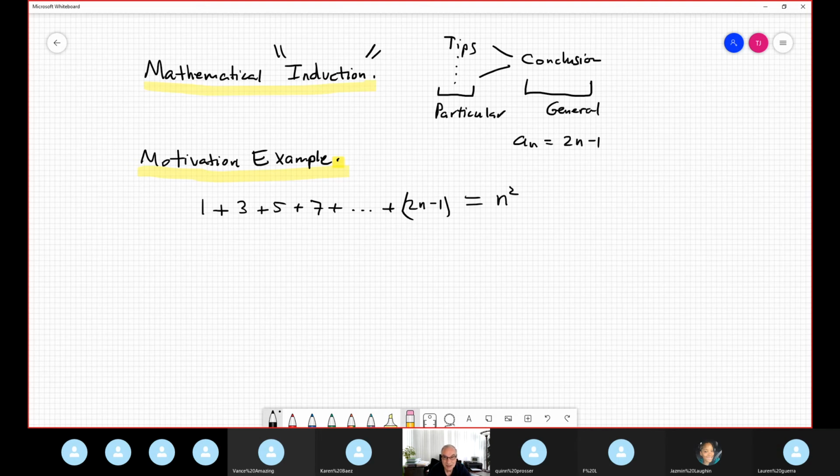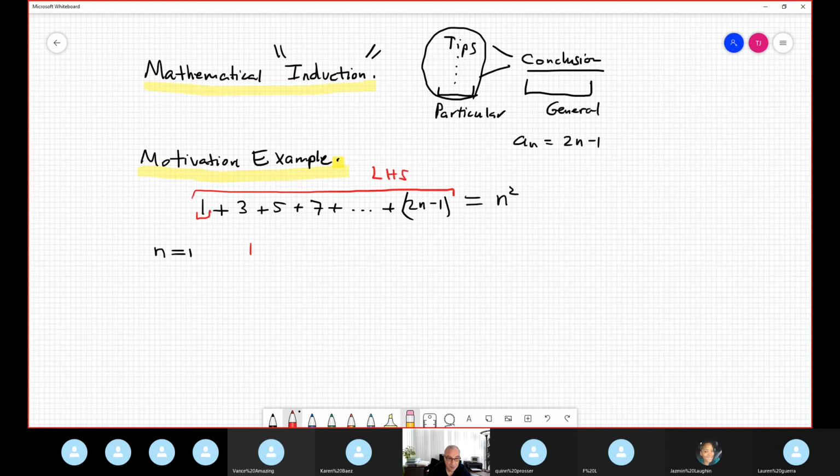So I go to the particular example and generalize to the conclusion. For n equal 1, we have only the first term, 1, on the left-hand side, and on the right-hand side, 1 squared. Well, 1 equals 1. Now suppose n equal 2. On the left-hand side we have 1 plus 3, and on the right-hand side, 2 squared. 1 plus 3 is 4, and 2 to the second power is 4. 4 equals 4 is true also.